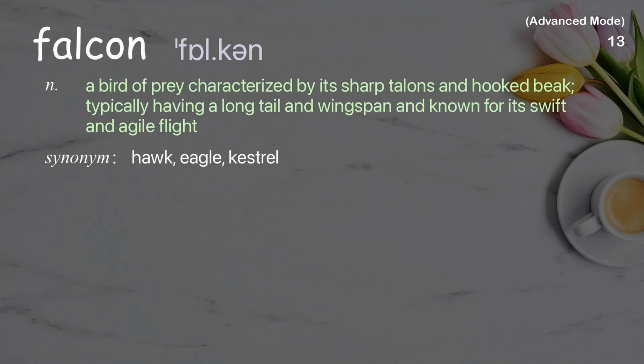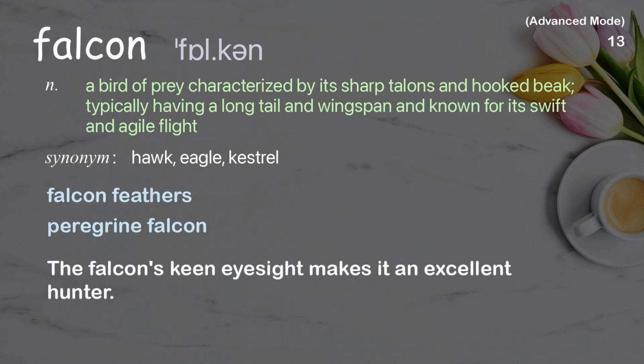Falcon. A bird of prey characterized by its sharp talons and hooked beak, typically having a long tail and wingspan and known for its swift and agile flight. Examples: Falcon feathers. Peregrine falcon. The falcon's keen eyesight makes it an excellent hunter.